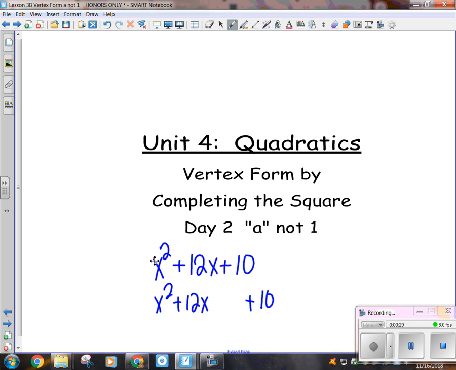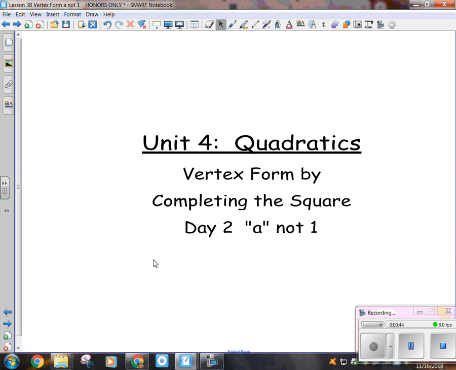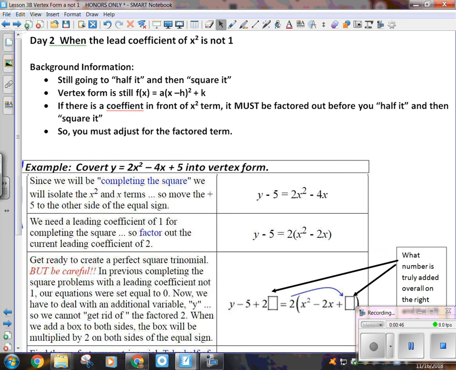Today, the first part, the a value, which would be in front of x squared, let's say it's not a 1. Let's say we put a 2 there. So that changes the problem. It changes a little bit how we approach it. We're still going to complete the square, but it is going to mean an adjustment. So let's just look at some problems.